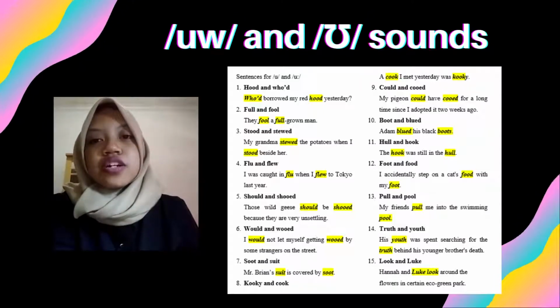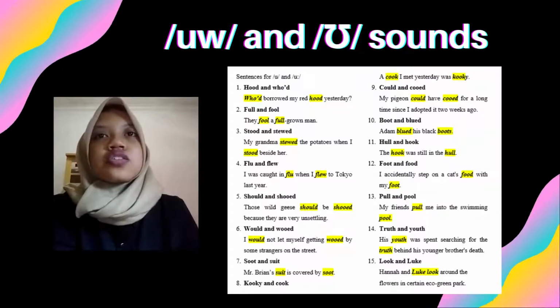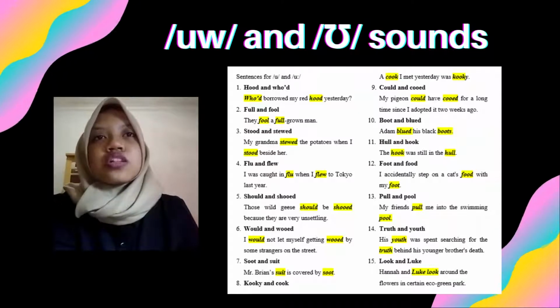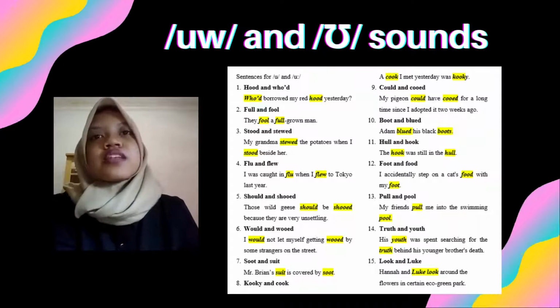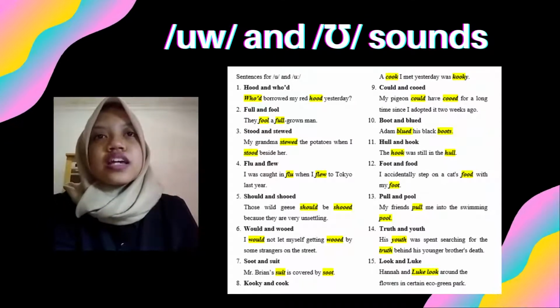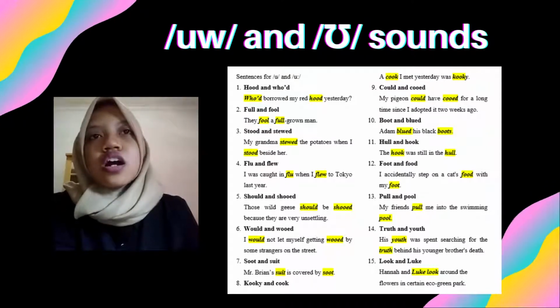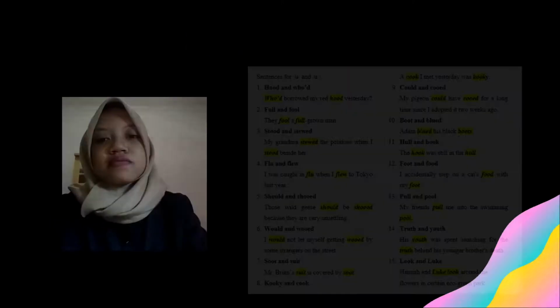And then the last number, in number 15, we have look and look. Hannah and Luke, L-U-K-E, Luke, L-O-O-K, around the flowers in certain Echo Green Park.